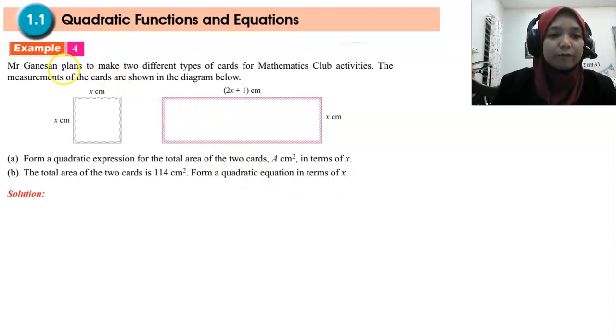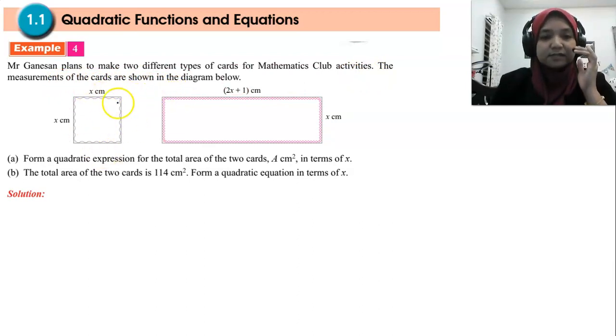Okay, example 4. Mr. Ganesan plans to make 2 different type of cards for mathematics club activities. The measurement of the cards are shown in the diagram below. So, ada 2 type of cards. One is square, second is rectangle. A. Form a quadratic expression for the total area of the 2 cards.